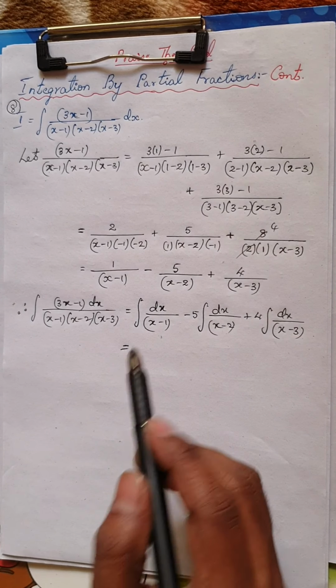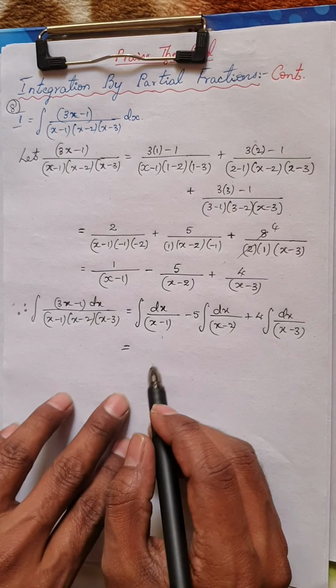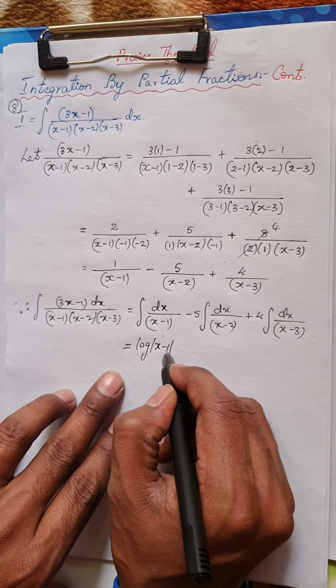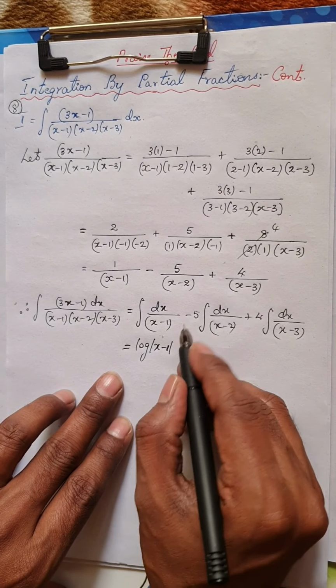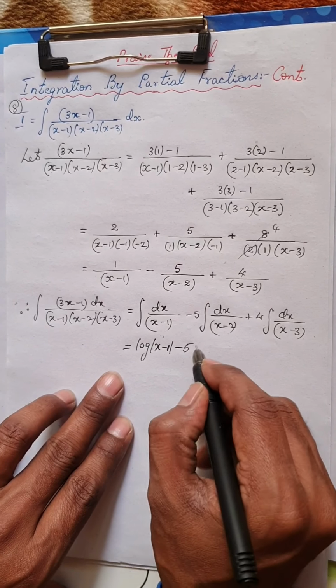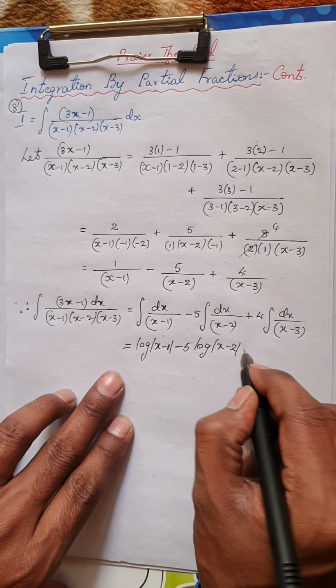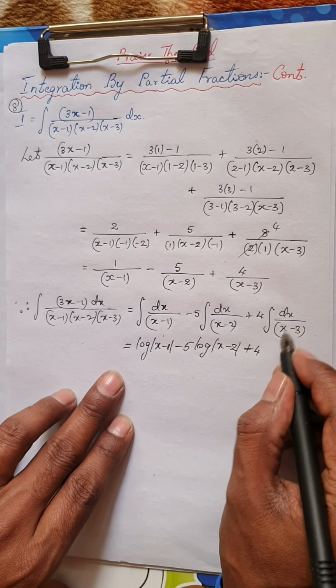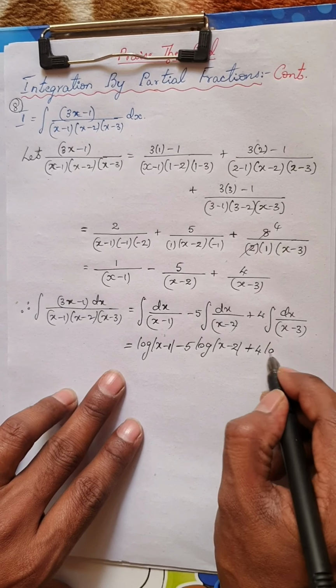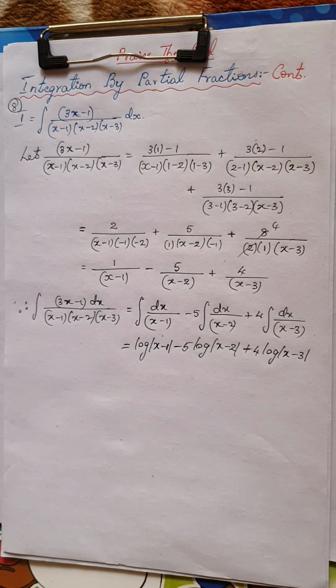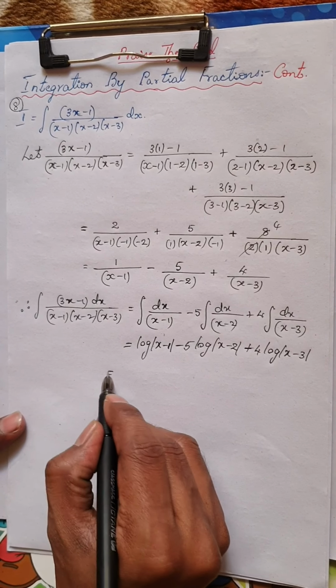Now the integral of dx by x is nothing but log of mod x. So this is log of mod x minus 1, because in place of x I have x minus 1. Minus 5 is a constant. Similarly, this is log of mod x minus 2. Plus 4 is a constant, and dx by x minus 3 is log of mod x minus 3. Let us further simplify this.